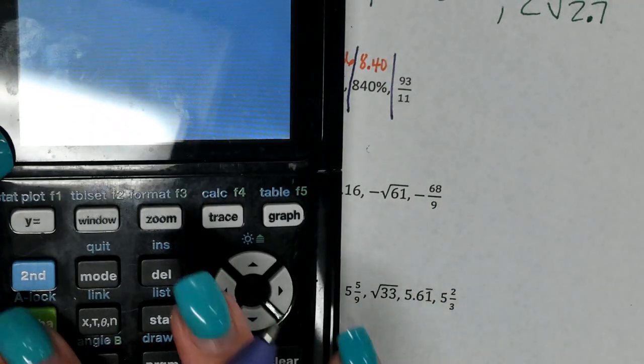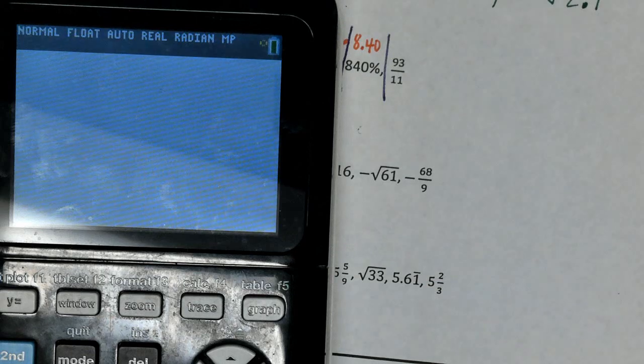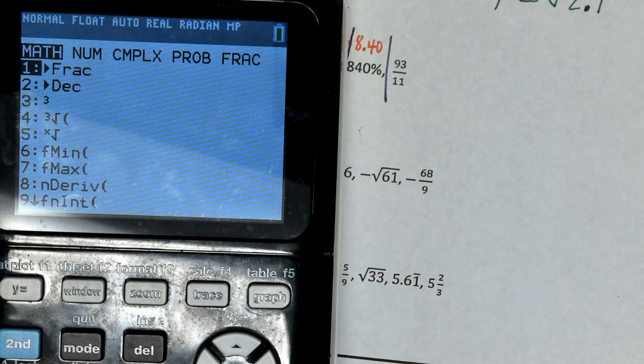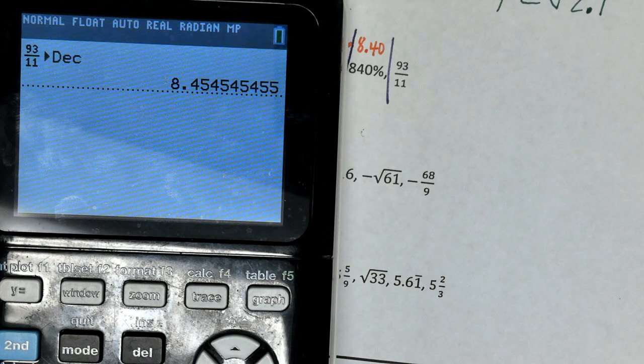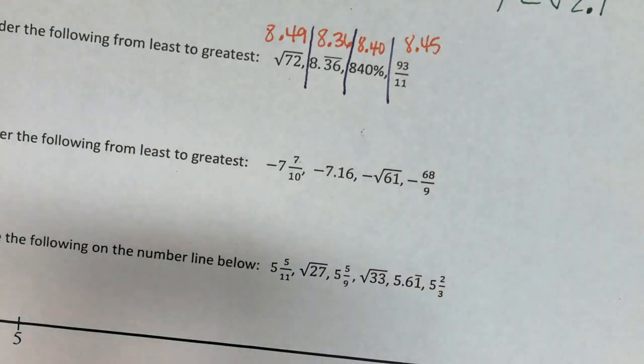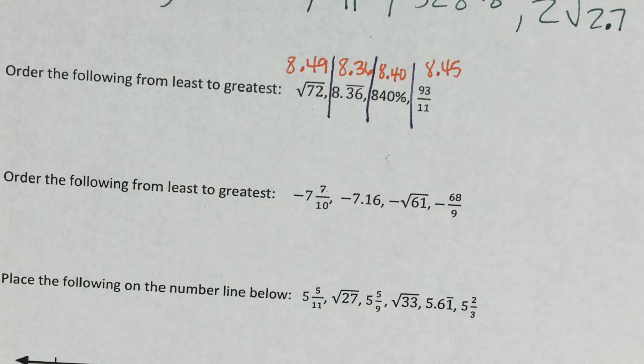And then this one. 93.11. Math, decimal, enter. How much money? $8.45. Are any of these negatives? No. So if you miss this one, we got a problem. This is probably 4th grade right here, now that we've changed them to decimals, right?